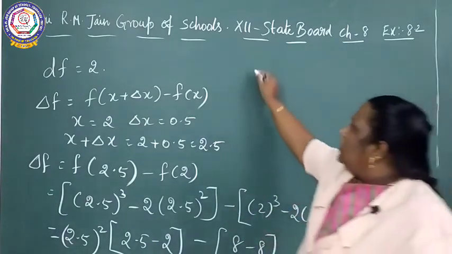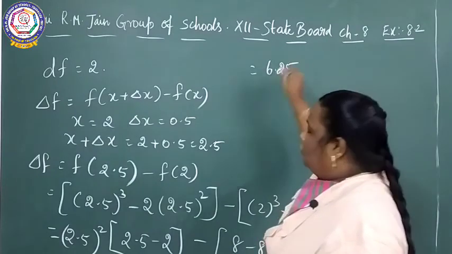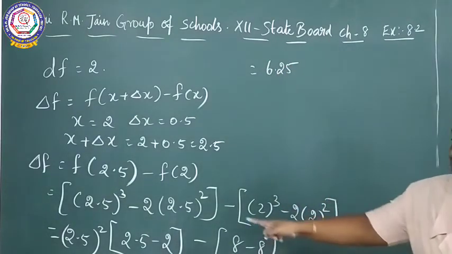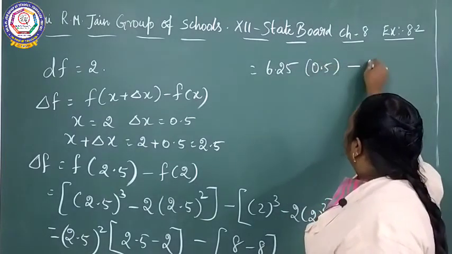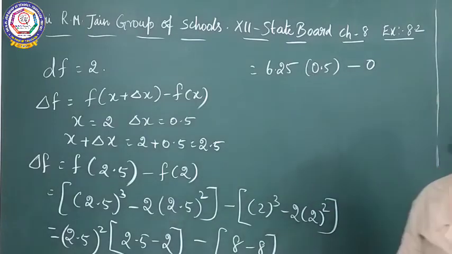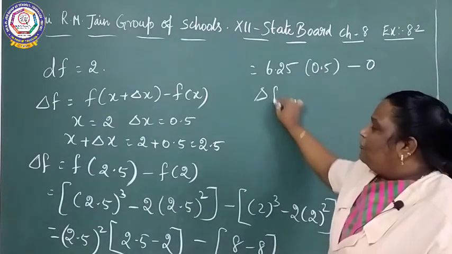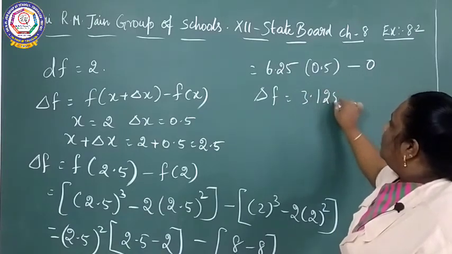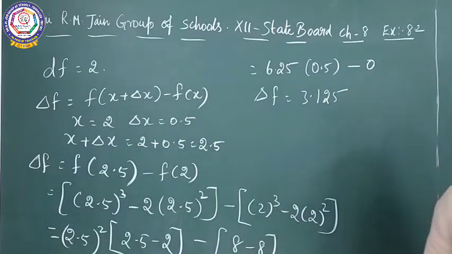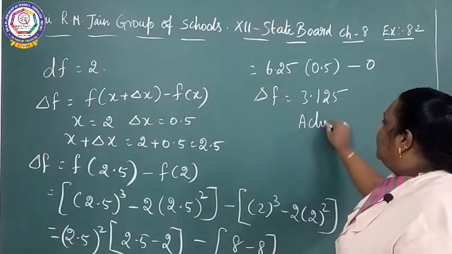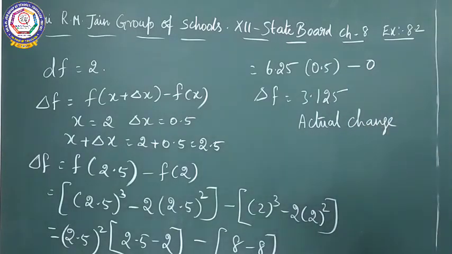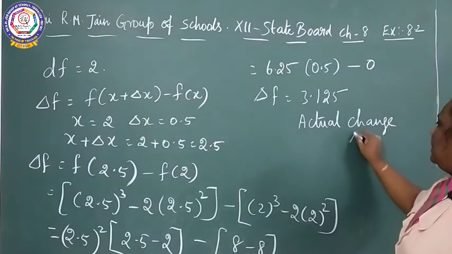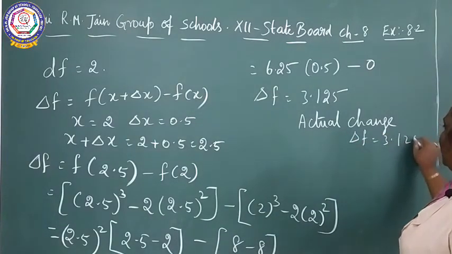2.5 square is nothing but 6.25. 2.5 minus 2 is 0.5. When we multiply, delta f equal to 3.125. Multiplying, you are getting the value 3.125. So the actual change, delta f, equals 3.125.